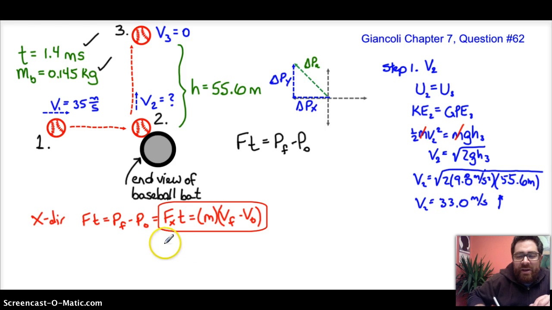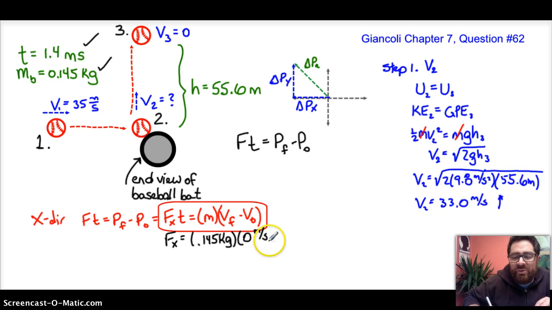In the next step, I can solve for the average force in the x direction. The average force in the x direction is going to be equal to the mass of the baseball, 0.145 kilograms, times the final velocity in the x direction. The final velocity in the x direction is, of course, 0 meters per second, because after it gets hit by the bat, it's only going straight up, minus the initial velocity in the x direction, which is going to be 35 meters per second.